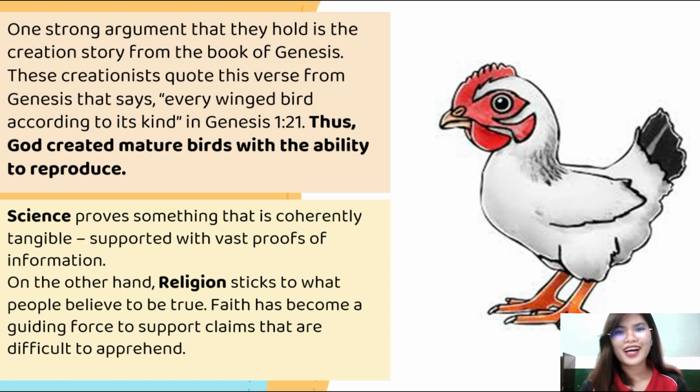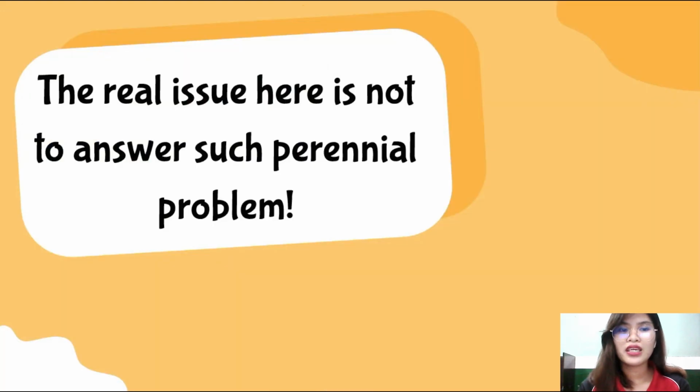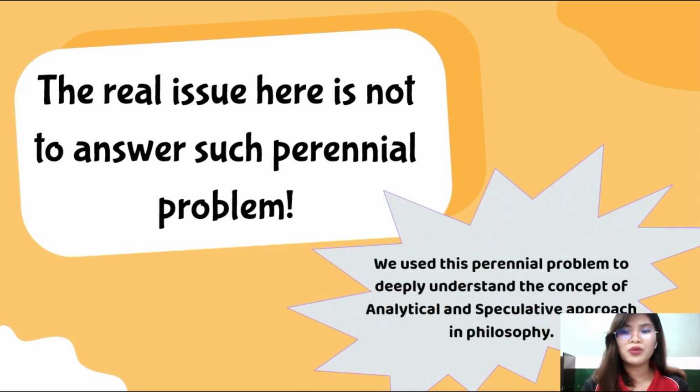Okay? Pero ano ba talaga yung tamang sagot dito? Sino nga ba yung nauna or ano nga ba ang nauna? Yung itlog or yung manok? Class, the real issue here is not to answer such perennial problem. Ang pinaka-goal natin dito is hindi talaga masagot yung perennial problem. Kaya nga siya tinawag na perennial problem. Problema na siya, matagal na. So dito, the real issue is that we just use analytical and speculative philosophy in that argument. We use this perennial problem to deeply understand the concept of analytical and speculative approach in philosophy. Tingnan natin.